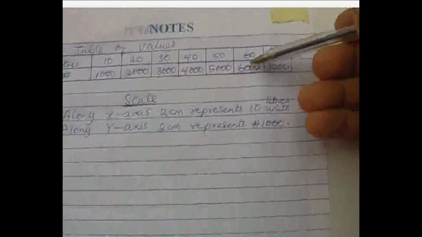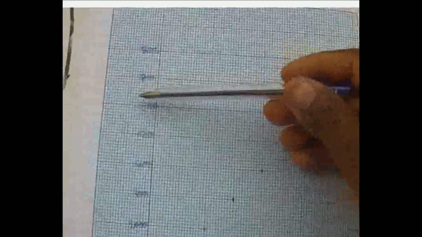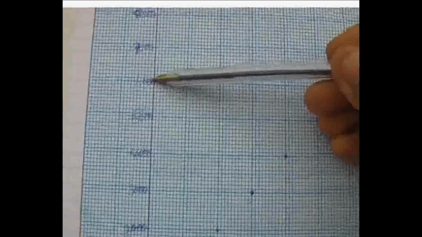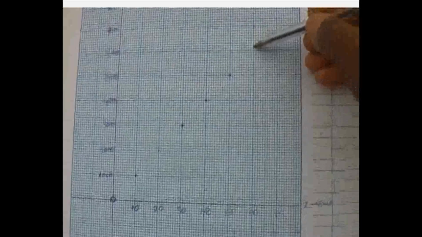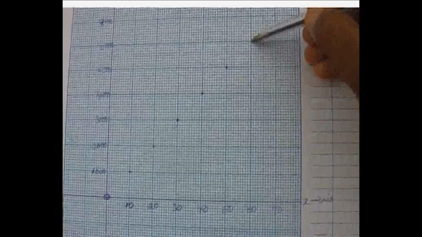The next one is 6,000 can buy 60 liters. So go to where you have 60 liters. Trace it up to where you have 6,000. This is 6,000. So this is the line of 6,000, and this is the line of 60 liters. And 6,000, they'll meet here. This is where they meet. So you're going to put your point here.